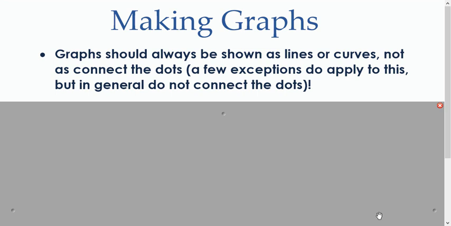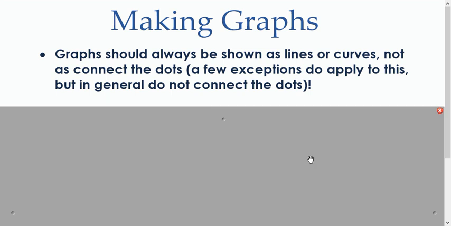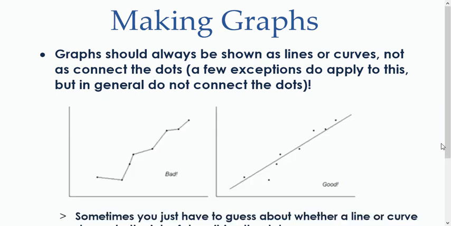I don't want to see a connect-the-dot series. Okay, graphs should be shown as lines or curves. There are a few exceptions to this, but for the majority of the time you're going to be doing a best fit line. Okay, so here's kind of an example.